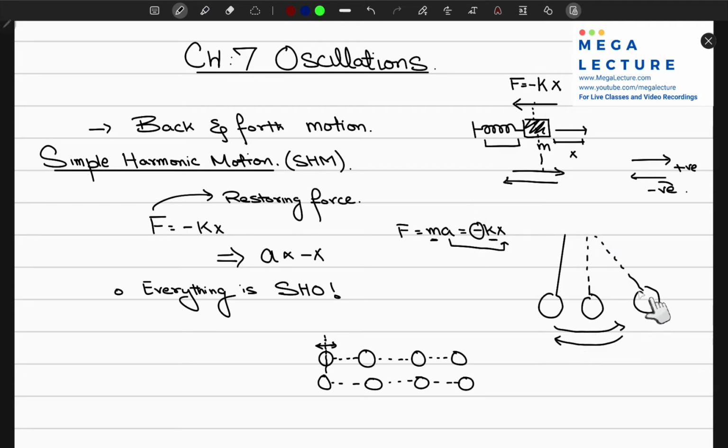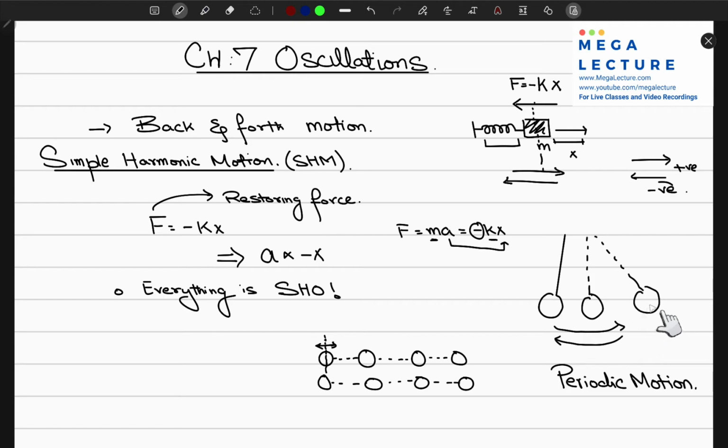Now if I consider this case of a simple pendulum, for example, I can define something called periodic motion. In periodic motion, the motion is going to repeat itself after equal time intervals. So what I can say about this example is, suppose that this is the mean position. Now I displace it like this, and then I release it from this point. It's going to oscillate like this.